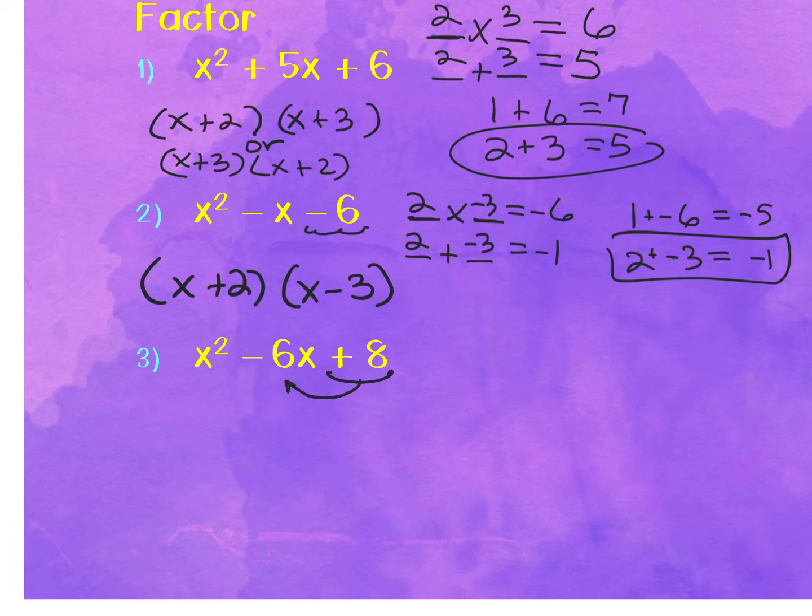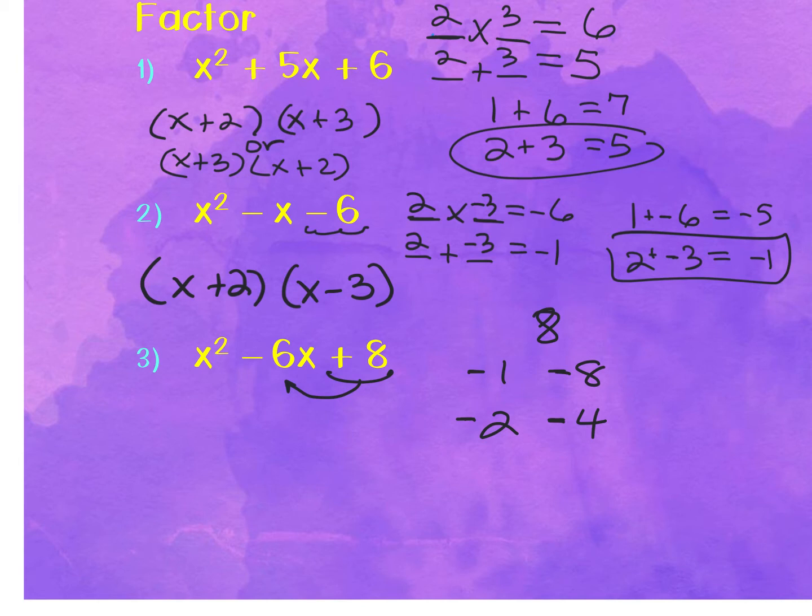So I'm going to list my factors of 8. I can multiply to get an 8 with 1 times 8. Don't forget about that obvious one. And then 2 times 4. And again, we already established the signs need to be the same. And that sign of that middle term is negative. So both of these are negative.